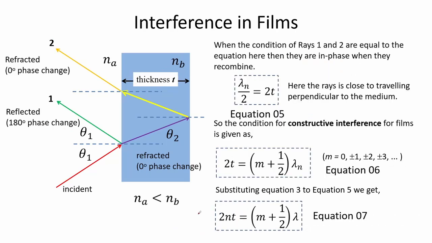When the condition of rays 1 and 2 are equal to the equation here, then they are in phase when they recombine. So that means the condition for constructive interference for films is given by equation 5. Substituting equation 3 into equation 6 we get equation 7 for constructive interference in terms of the wavelength of light in a vacuum. n here refers to the index of refraction.